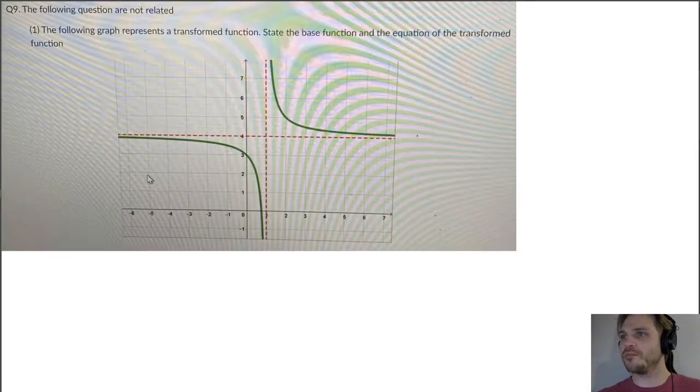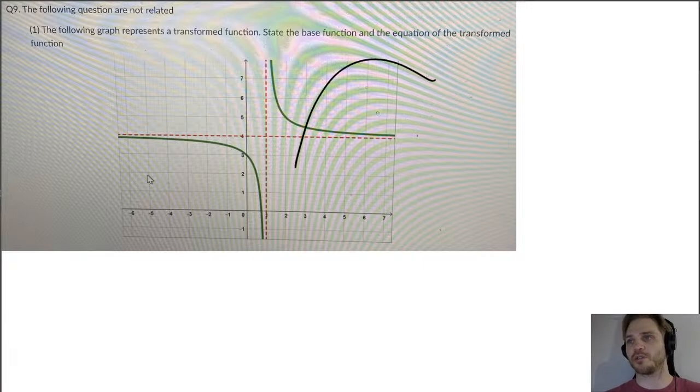Boom. All right. Okay. The following questions are not related. The following graph represents a transformed function, so it's transformed from some other function. State the base function and the equation of the transformed function. So with this, like, you just need to have a little bit of familiarity with these functions. You're going to need them for calculus.